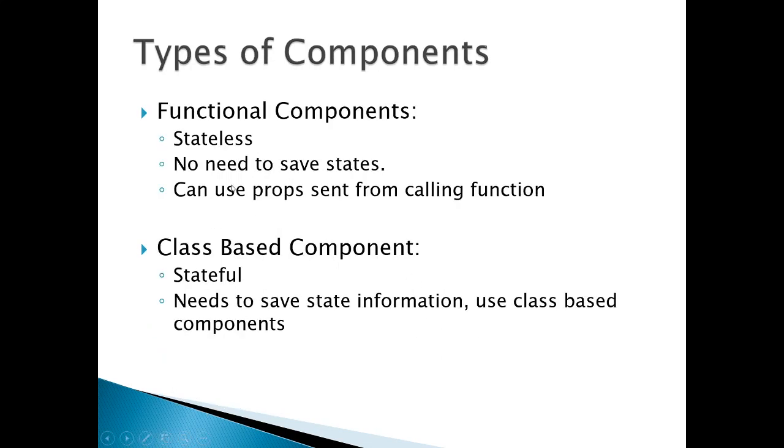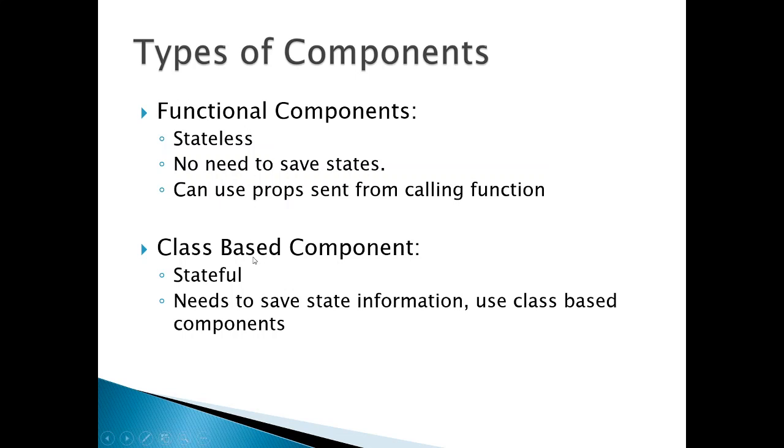So we have two types of components in our React. One is called the functional components, and the second is the class-based components. Functional components are stateless. They don't save any state. They don't need to save any state information in their variables. They can use props sent from the calling function. So these types of functions use the props which are passed to those components, to calculate or perform whatever they want and return the value. So those are our functional components.